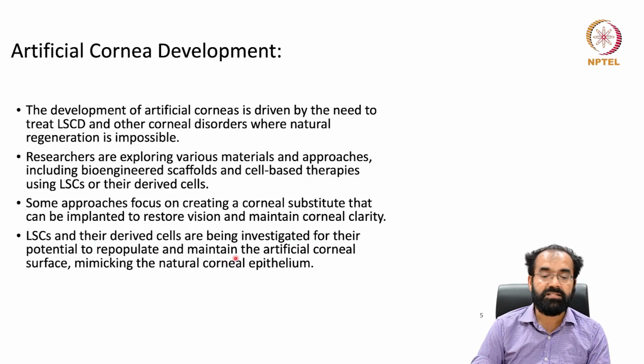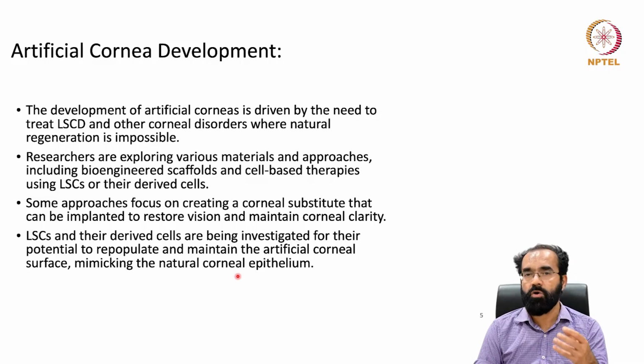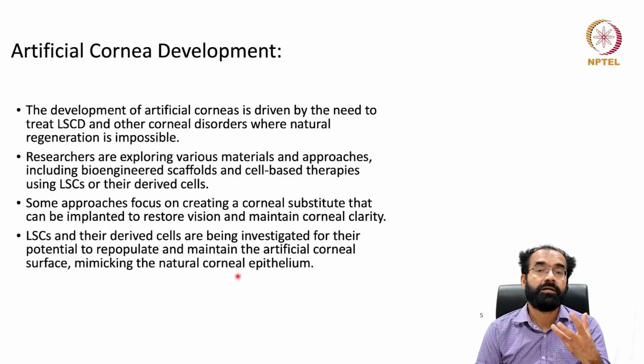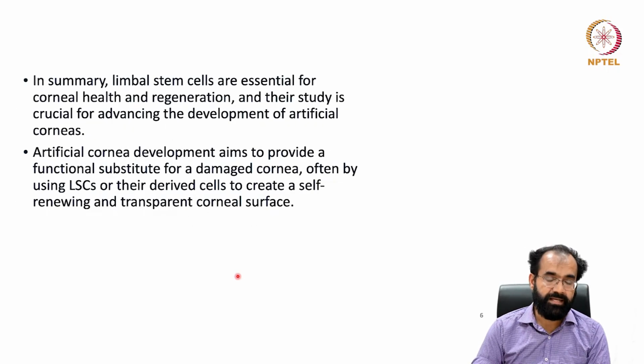LSCs and their derived cells are being investigated for their potential to repopulate and maintain the artificial corneal surface, mimicking the natural corneal epithelium. Slight changes in the corneal dynamics, etc., can be adjusted using correction glasses. Not everyone who has a thickened cornea has to get an artificial cornea. They can simply use correcting reading glasses, and it can be fixed. But in some rare cases the cornea, although it is thick, is not transparent, not a biologically usable cornea. That is the situation where cornea fixing is needed.